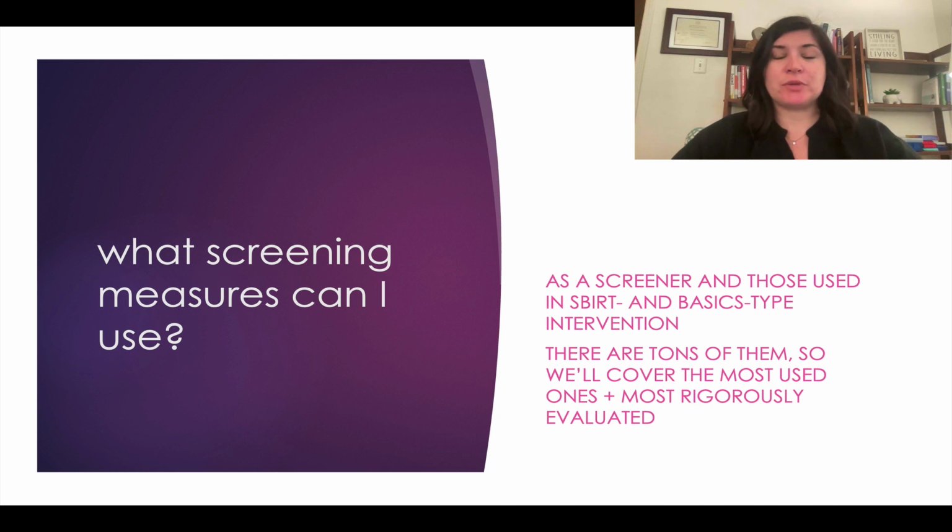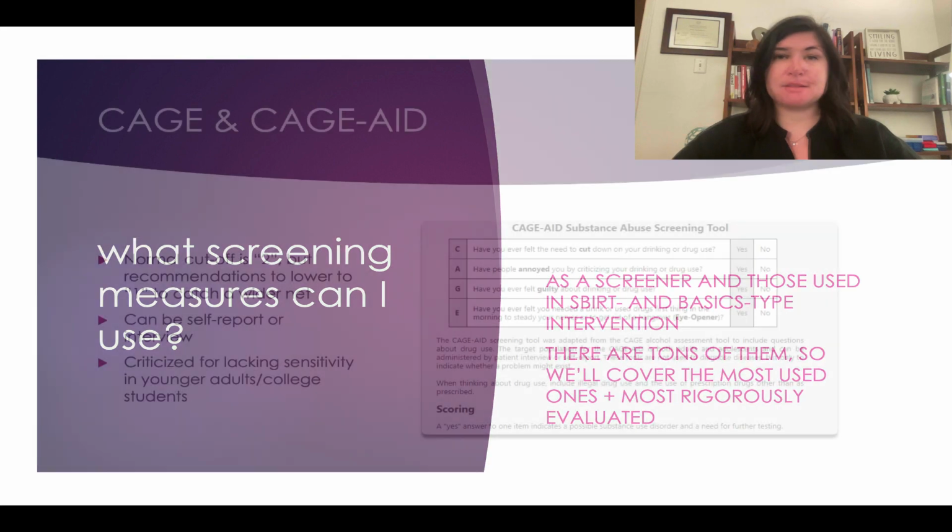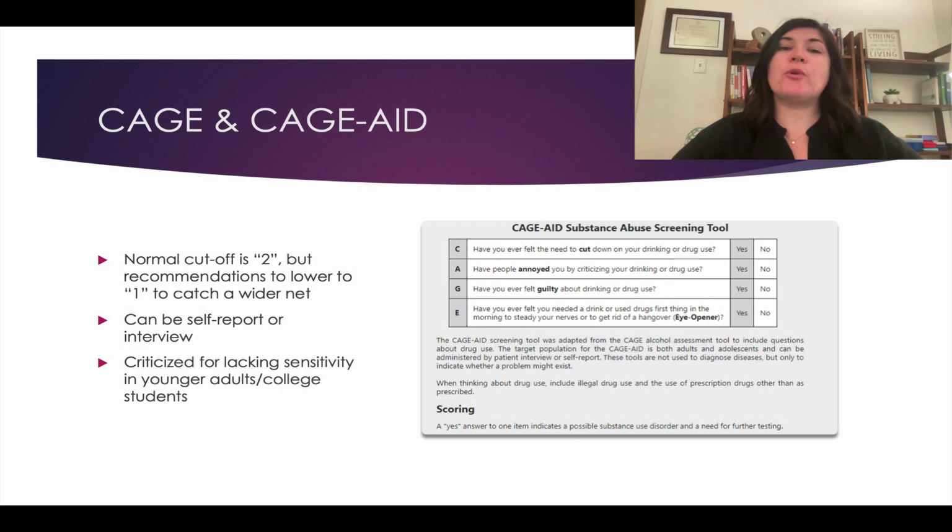You will, in your What to Read in this module, have access to many of those screening tools. So if you want to check them out and give them a more thorough look, you can do that. First, we're going to go over the CAGE.